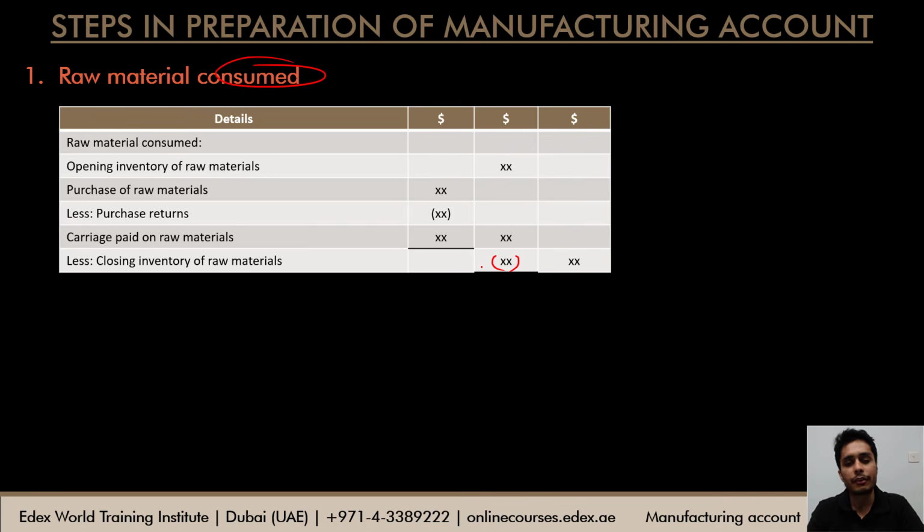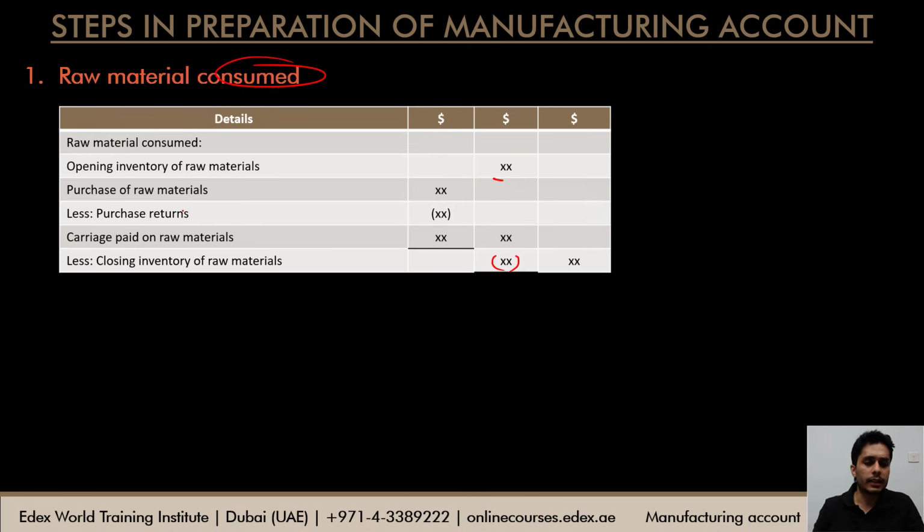So what I have to do is subtract the closing inventory of raw materials at the end of the year from my raw material cost, and at the same time add the opening inventory of raw materials, because those raw materials were actually consumed in this year in the production activity. So add the opening and subtract the closing inventory of raw material.